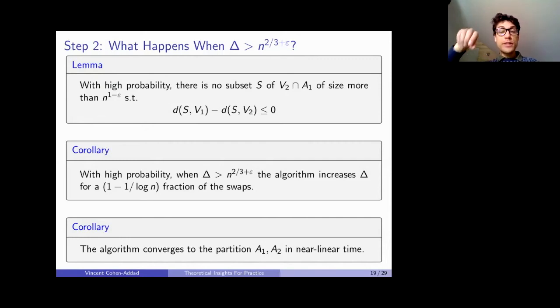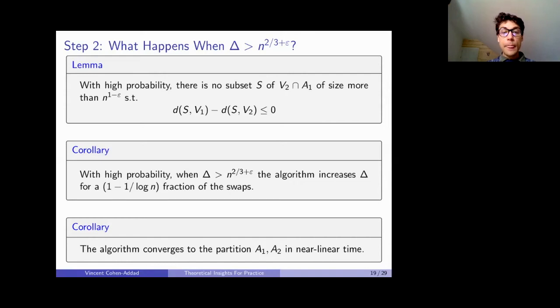So namely, what we are saying is that there is no subset of misclassified vertices of A1 of size n to the 1 minus epsilon that will want to stay in the misclassified region. There is at least one vertex in that group that wants to go to the other side. I don't know how many of them, but if you take a big subset, n to the 1 minus epsilon, of misclassified vertices, there is at least one of them that wants to go to the other side. And that's because delta now is really large. You have strong signal, so you can't have a large group of vertices for which it's bad.